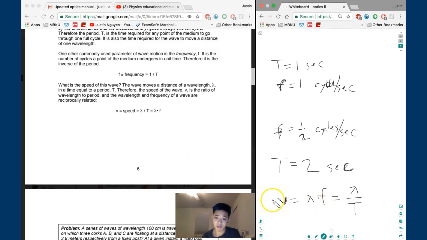V is sometimes given as C if you're talking about light, because the speed of light is denoted by C. So C is the speed of light, and the speed of light is 3 times 10 to the 8th meters per second.